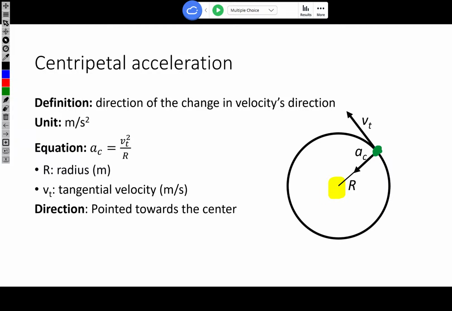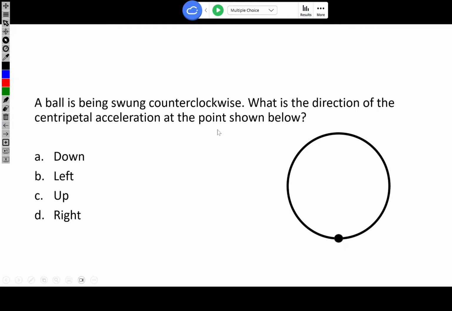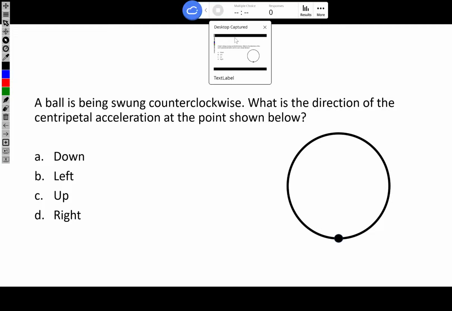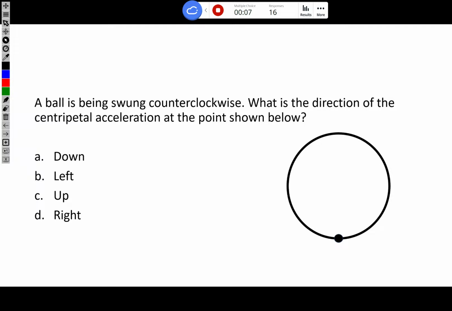All right. Let's see if that has made sense in your brain. I could say something a million times, but this is my way of seeing if it's settled. A ball is being swung counterclockwise. What is the direction of centripetal acceleration at a point located at the bottom of the circle?